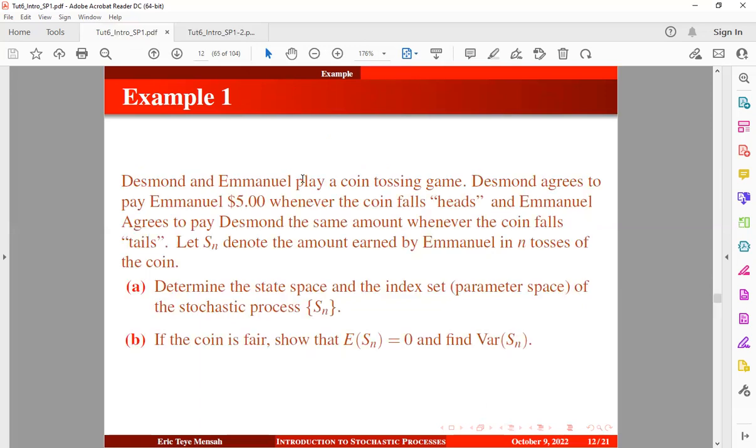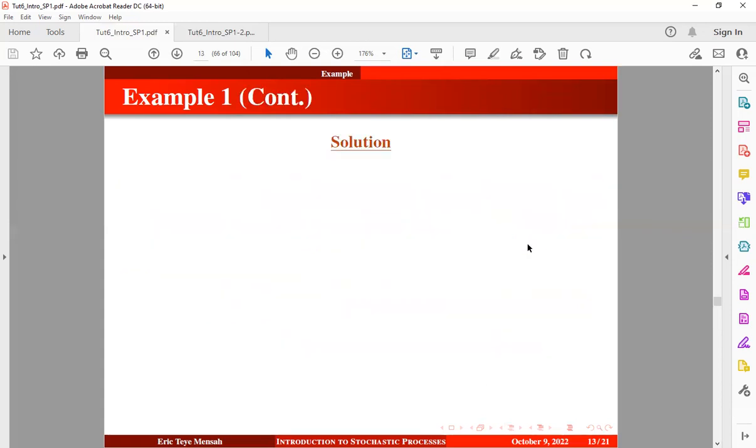So if you check this, our S index n is the amount won by Emmanuel in n tosses of the coin. So we know that for the first toss, you can also observe a second toss, head or tail, in that order. So the tosses are countable. So that's why our index set here is countably infinite. Our state space is also going to be finite, because we know that anytime we toss a coin and it falls heads, Emmanuel is going to gain $5, and anytime it falls tails, Emmanuel is going to lose $5.